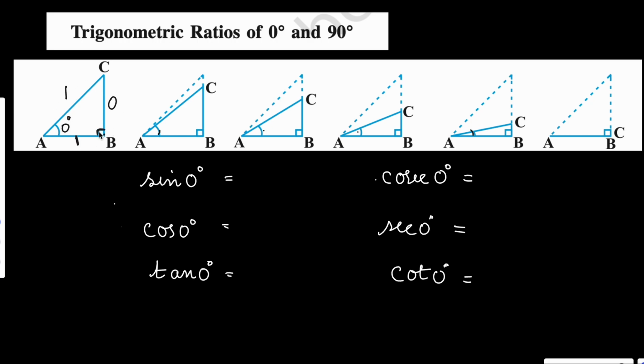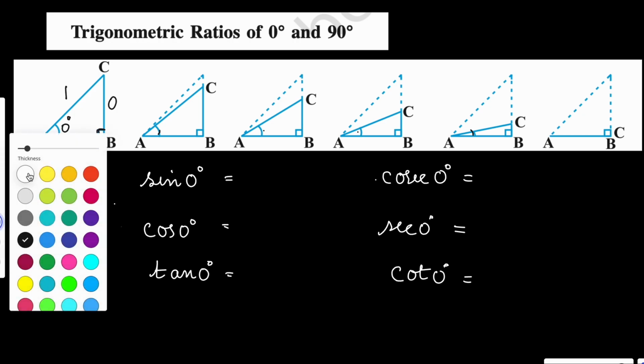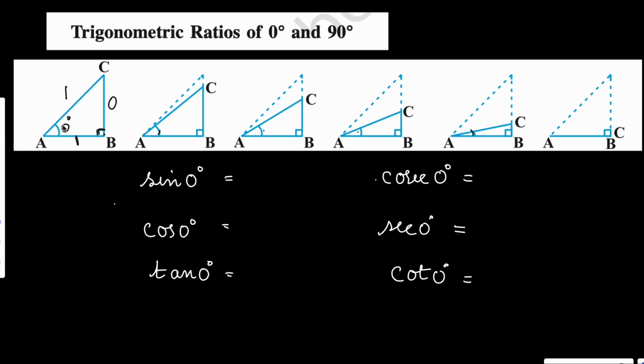Now in this triangle ABC, we can write all the trigonometric ratios for 0 degree. Sine 0 is equal to opposite by hypotenuse, that is 0 by 1, which is equal to 0. Cos 0 is adjacent by hypotenuse, 1 by 1, which is equal to 1. Tan 0 is equal to opposite by adjacent, 0 by 1, which is equal to 0.